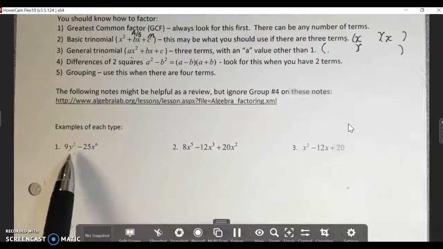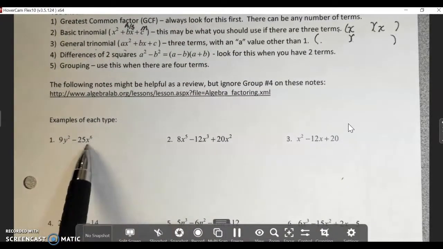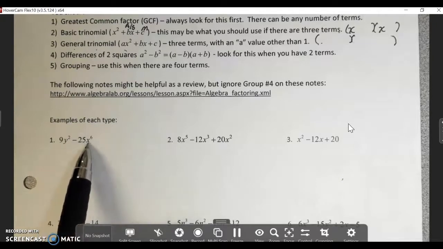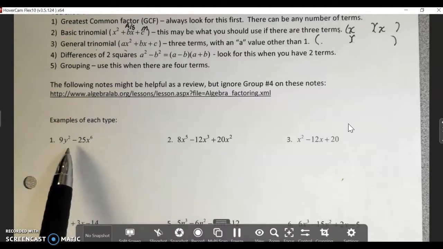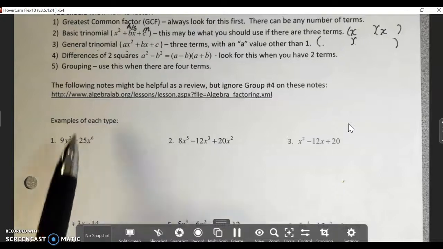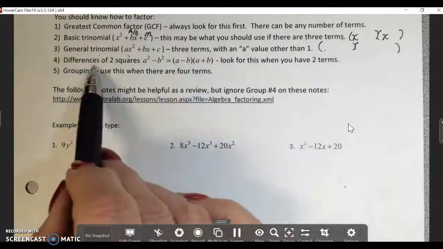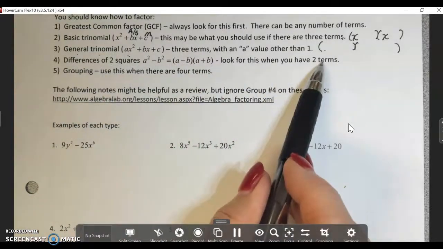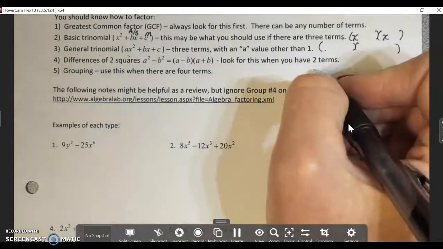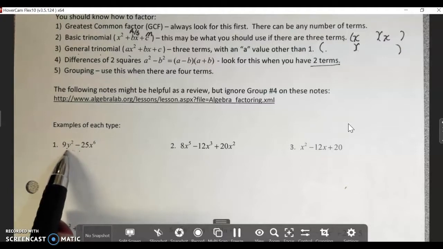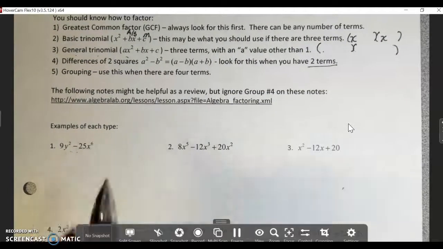All right, so we're going to look at this example. We have 2 terms. What am I going to look for? Greatest common factor. Is there anything that 9y squared and 25x squared, x to the 6th can both be divided by? No. What am I going to look for now? Difference of squares. This is the only one if we have 2 terms. Is this the difference, meaning subtraction, and is there a square root of this? What is that square root?